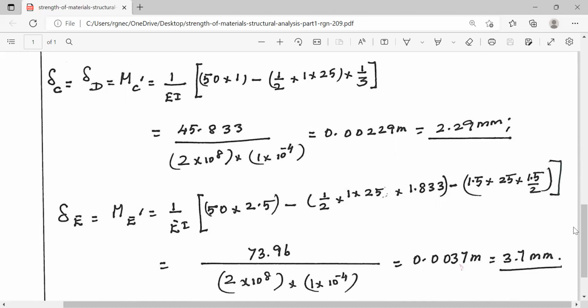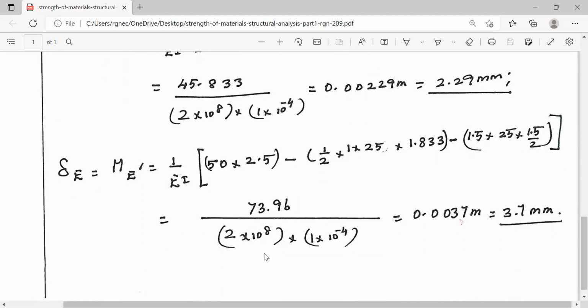It reduces to 73.96 divided by EI. On substitution, this comes to 0.0037 meter. Multiply this by 10 power 3, and you get 3.7 millimeter. So this is the deflection at the center, which is nothing but the bending moment in the conjugate beam. Delta E is equal to the bending moment at E dash. Deflection is equal to bending moment. Deflection at E means bending moment at E dash. This is the conjugate beam theorem.